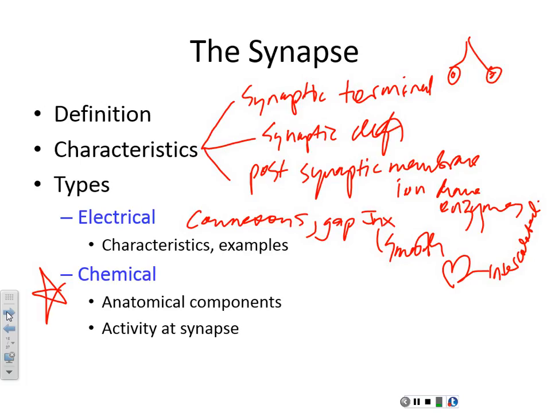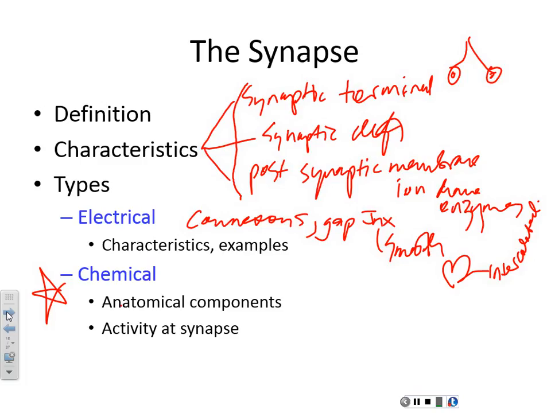Okay, but more commonly we have chemical synapses, which respond to a chemical, where the first cell, the presynaptic cell or neuron, sends a neurotransmitter that will attach to those ligand-gated channels on the postsynaptic membrane. Right? Okay, so these are the parts of a chemical synapse.